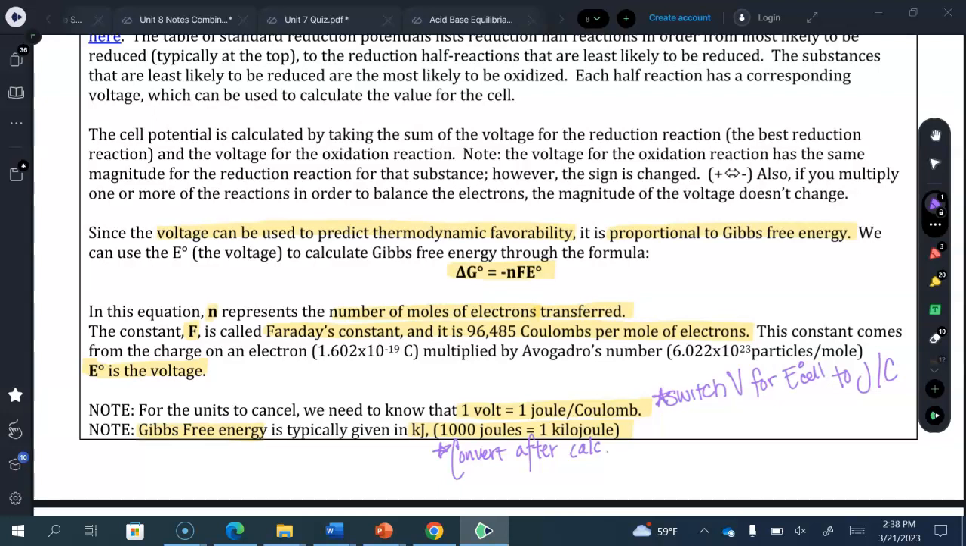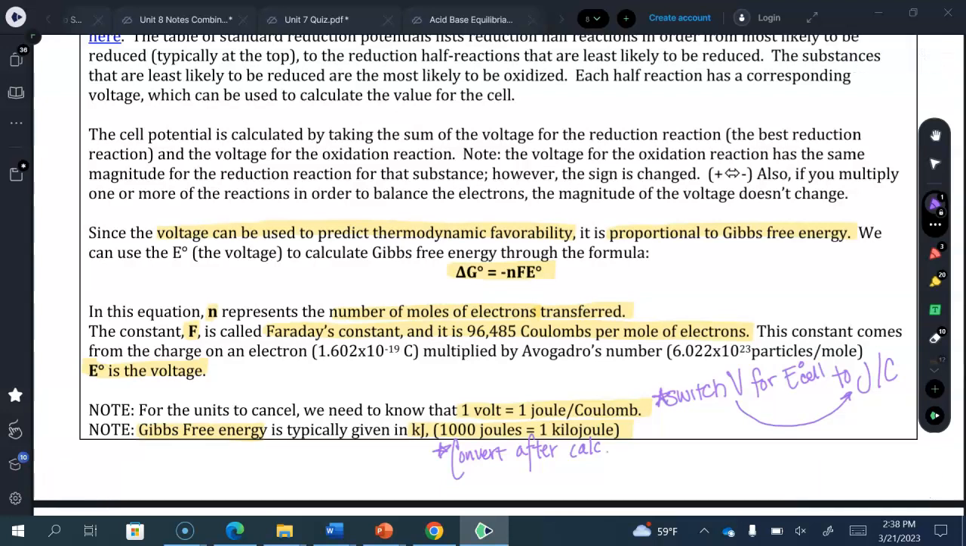Make sure you pay attention to the fact it is coulombs per mole of electrons. The constant comes from the charge on an electron multiplied by Avogadro's number. Then E is the voltage. We need to note that for units to cancel, 1 volt is 1 joule per coulomb. So when you do this math, I substitute out the voltage.